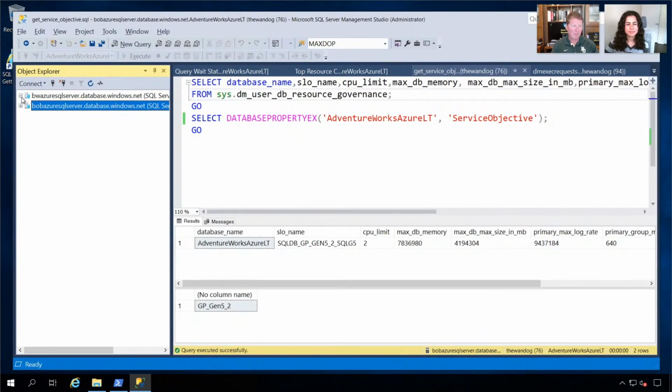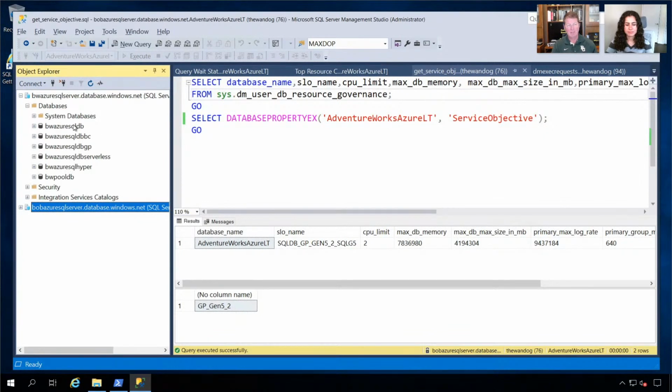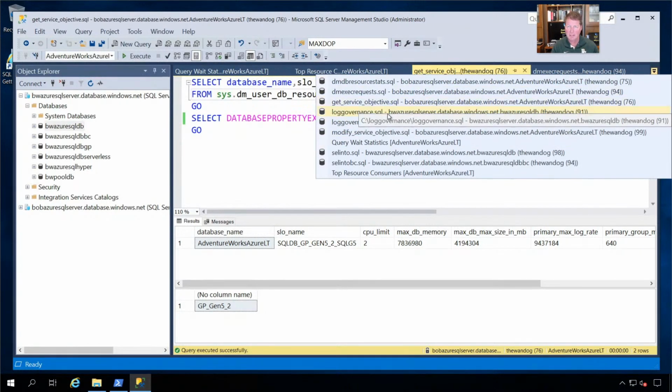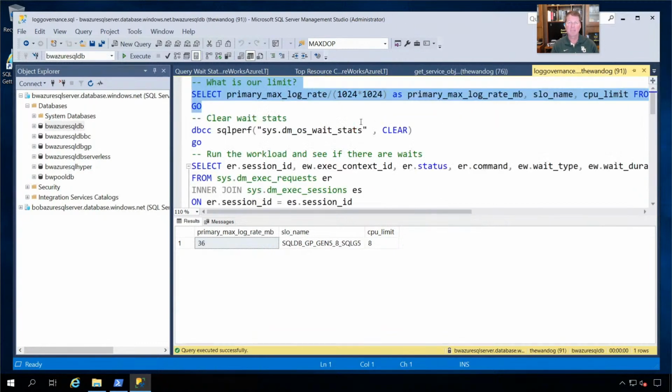Yep. So I've got another SQL logical server here. I've got a couple of databases. I've got a general purpose database here that's 8 cores and a business critical that's 8 cores. And so let me flip over and show you a couple of queries here. So first of all, if you look at the general purpose one, I'm showing you some of the queries that you can use to look at log governance.